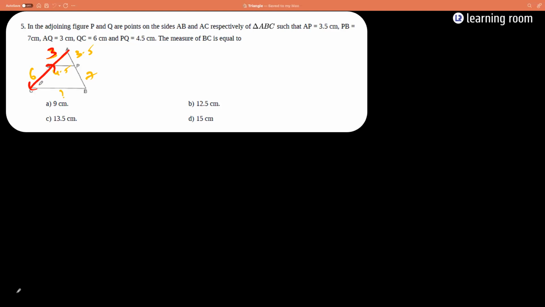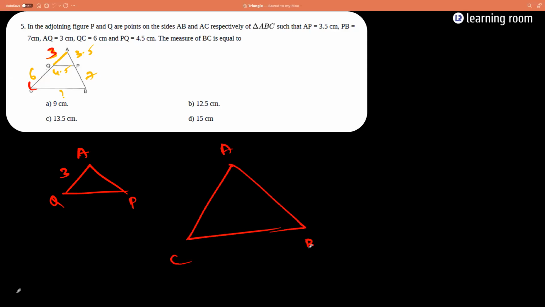What mistake you did, no? No, sir, I didn't understand. You didn't understand. See, when I take the triangle AQP, this is 3. If I take ACB, what is the length of this side? It is actually 9, not 6. So the sides are not in the ratio 1:2. Rather, they are in the ratio 1:3.